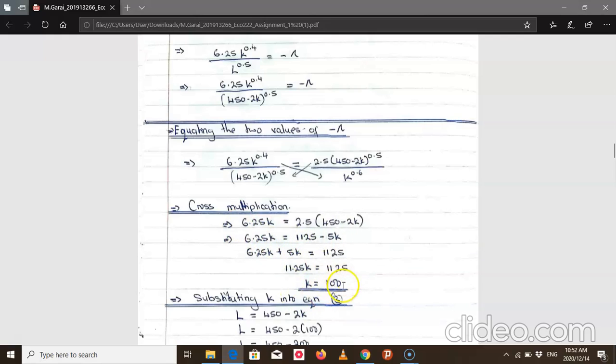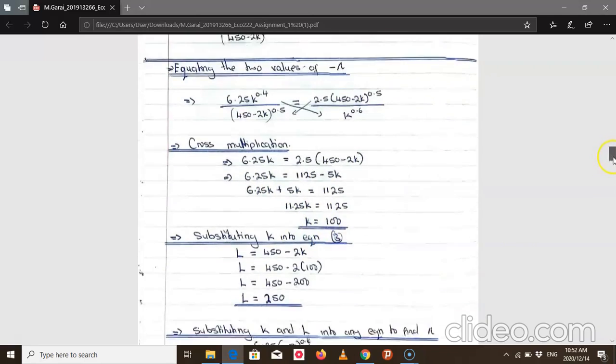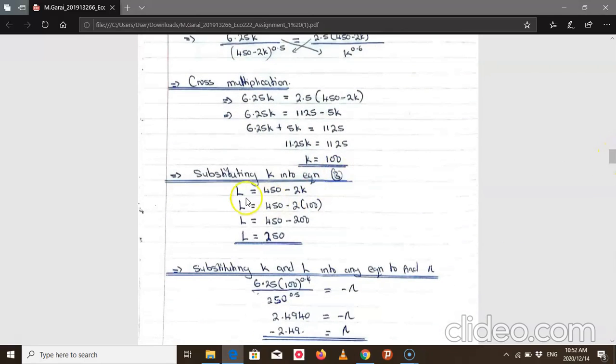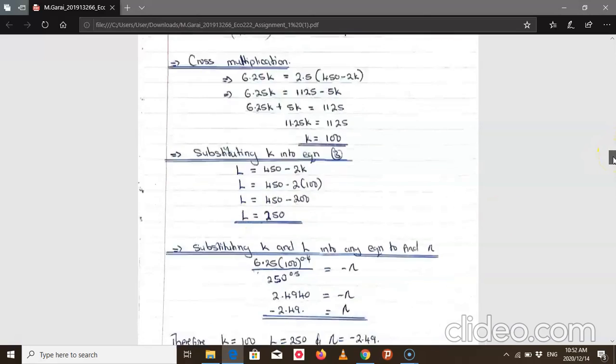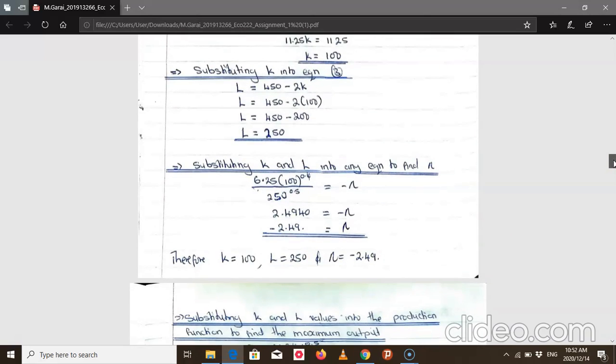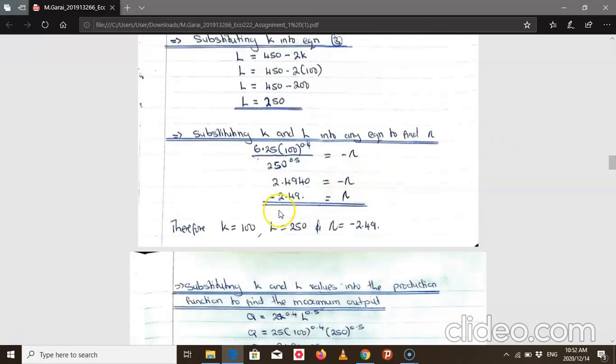After finding k, you go back to equation 3, right? When you say L is equal to 450 minus 2k, you substitute the value of k, you get L is equal to 250. And now if you got k and L, substituting into any equation, you can find the value of lambda.